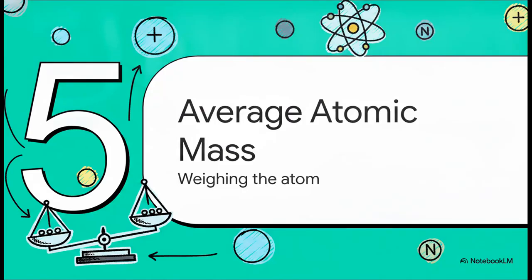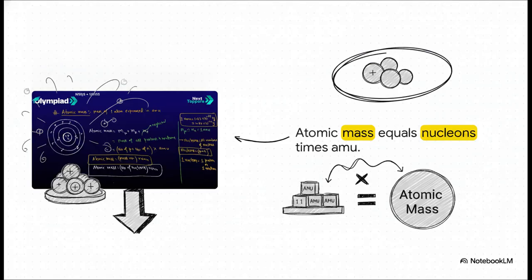Our final stretch, Section 5, Calculating Atomic Mass. We've mapped out the entire atom, so how do we weigh it? Because we know electrons weigh practically nothing, we can safely ignore them. We just count our heavy nucleons, the protons and the neutrons, to find our atomic mass in atomic mass units, or AMU. 1 AMU is essentially the weight of one single proton or one single neutron. So the formula is beautifully straightforward. Just take your mass number, and that is your atomic mass in AMU.